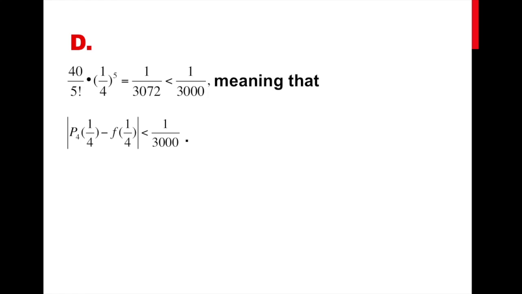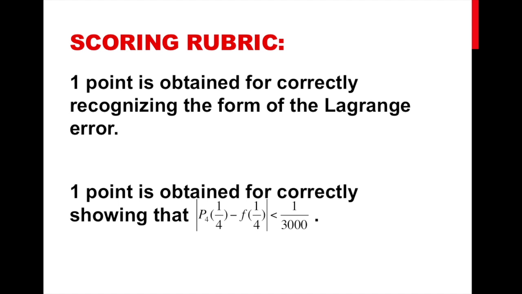The scoring rubric is as follows. 1 point is obtained for correctly recognizing the form of the Lagrange error, and 1 point is obtained for correctly showing that p sub 4 of 1 over 4 minus f of 1 over 4 is less than 1 over 3,000.